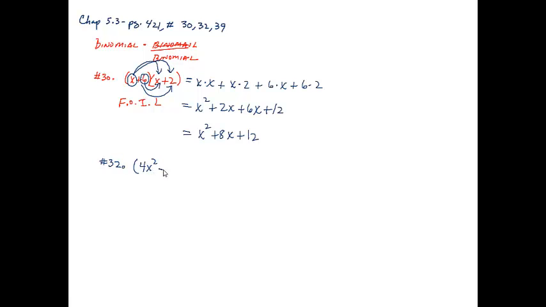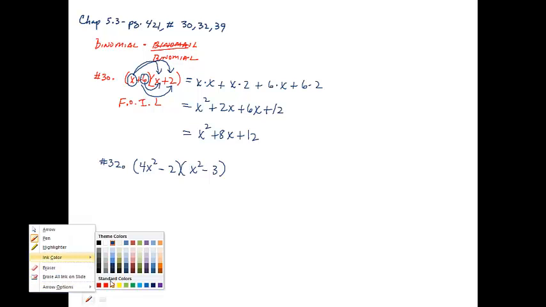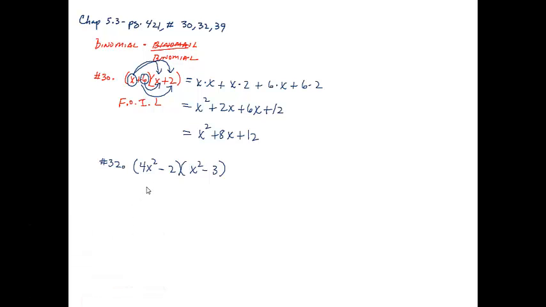Let's do number 32. 4x squared minus 2 times x squared minus 3. This time, let's do it the vertical way. So the vertical way says you want to line these up, and usually you're going to put the polynomial with the most terms on top. But both of these are binomials, so really now you're just going for the highest degree. They both have a degree of 2, so it doesn't matter who goes on top. So 4x squared minus 2 times x squared minus 3. And then we're multiplying out to the side.